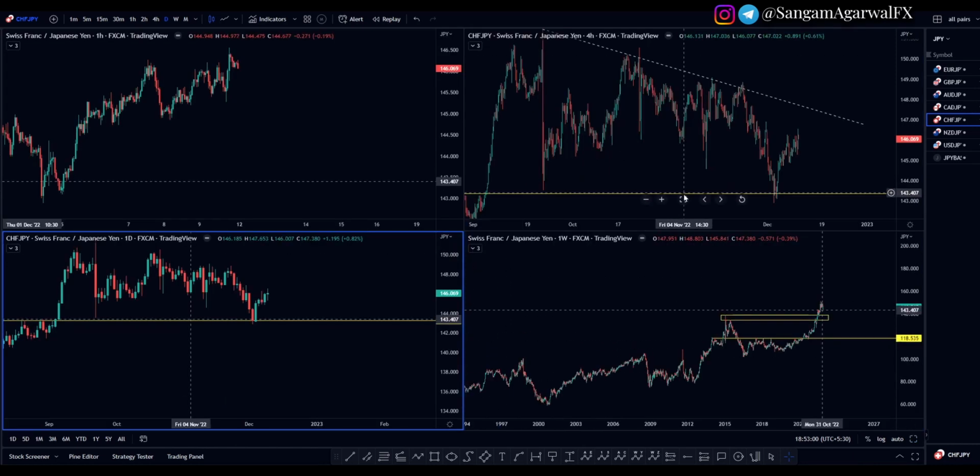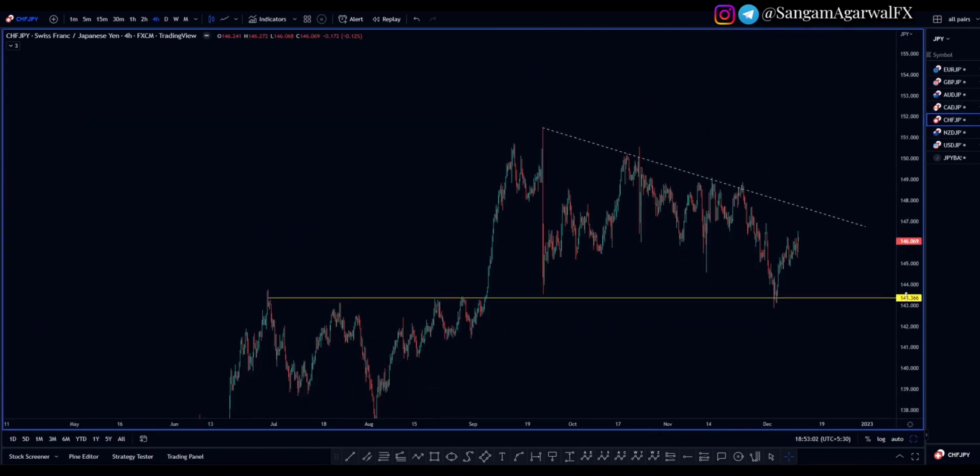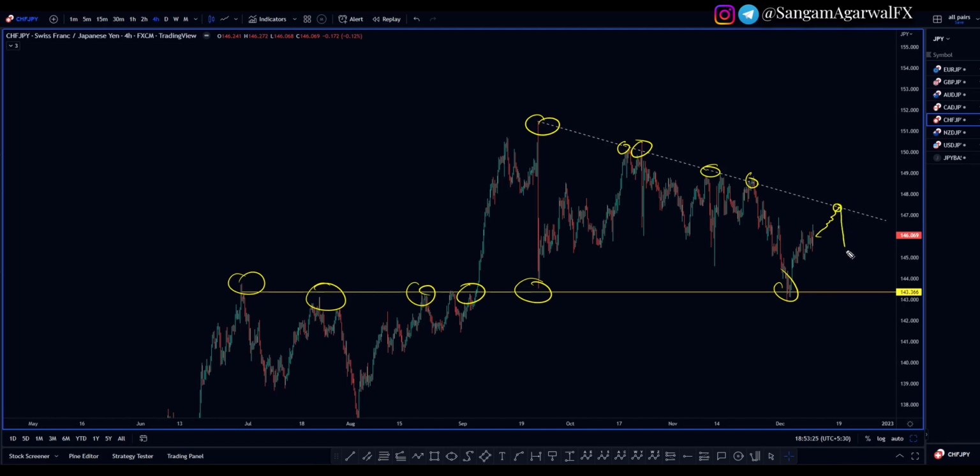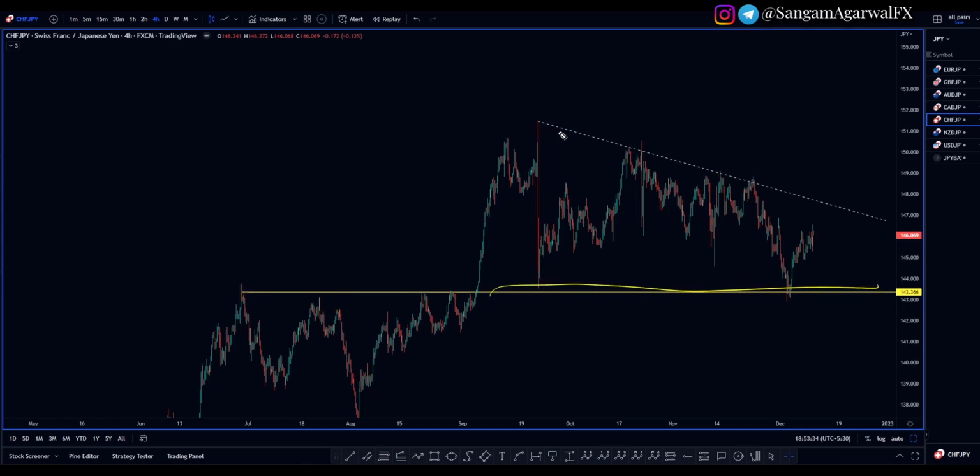And if we see H4 time frame, then this is your clear horizontal support, and this white trend line is your dynamic resistance, and price has tested this trend line multiple times. So if it goes up, you can sell at this trend line targeting at least 143, but these two levels are your support and resistance.